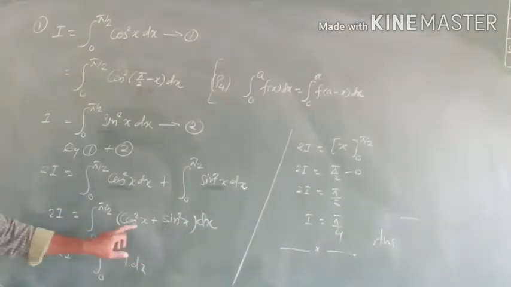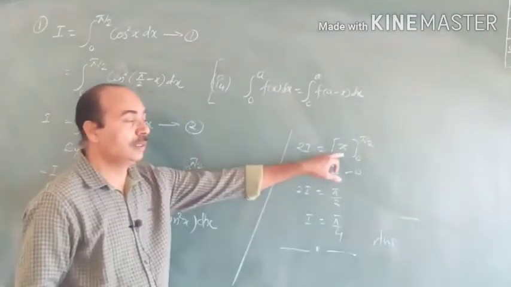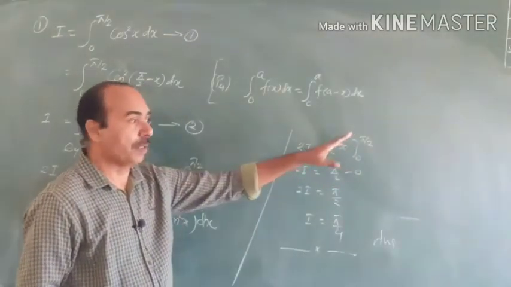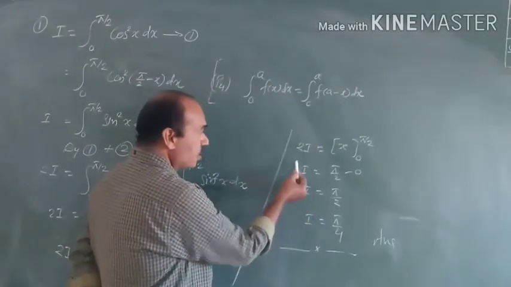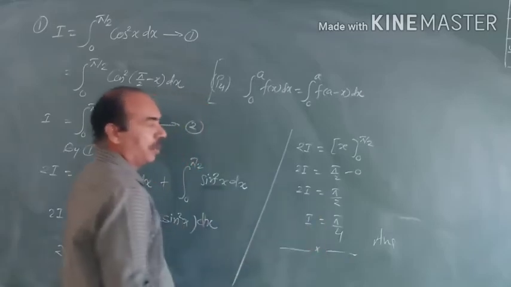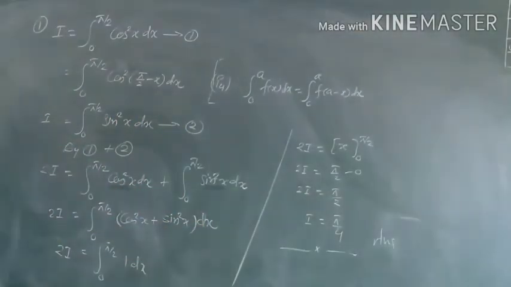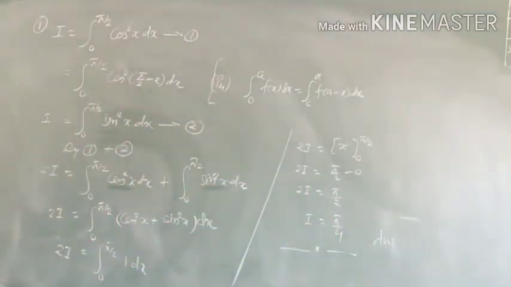Since sin square x plus cos square x is 1, and the integral of 1 is x with limits 0 to pi by 2, we apply the limits, upper limit minus lower limit. Since it is 2I, 2I is equal to pi by 2, so I is equal to pi by 4. This is the answer. The same applies to questions 2, 3 and 4: all are the same by using property number 4, and their answer is also pi by 4. Let's see the second question also.